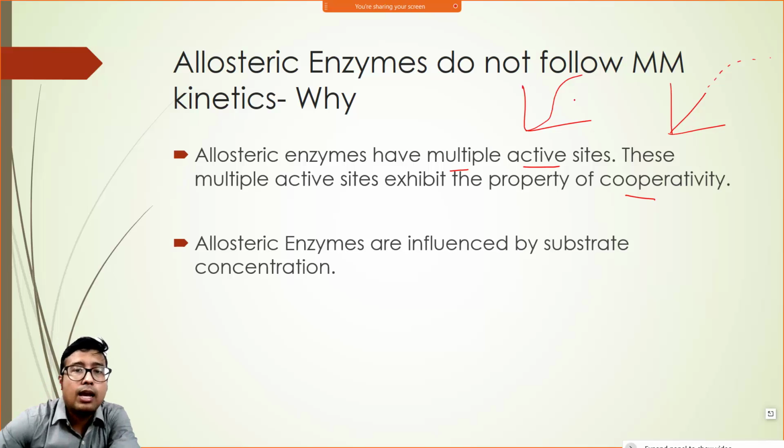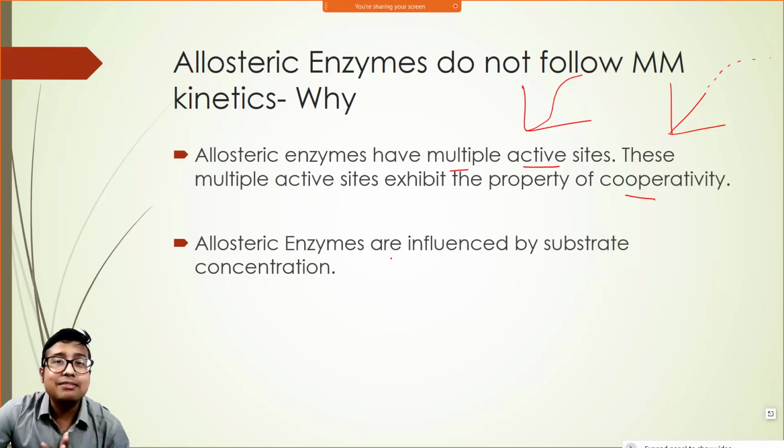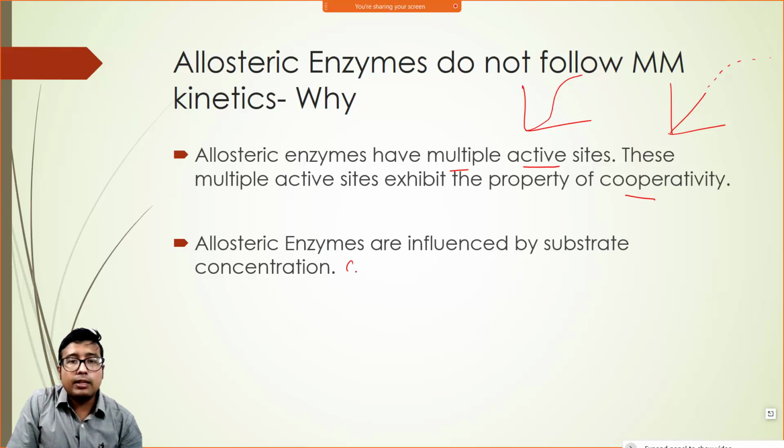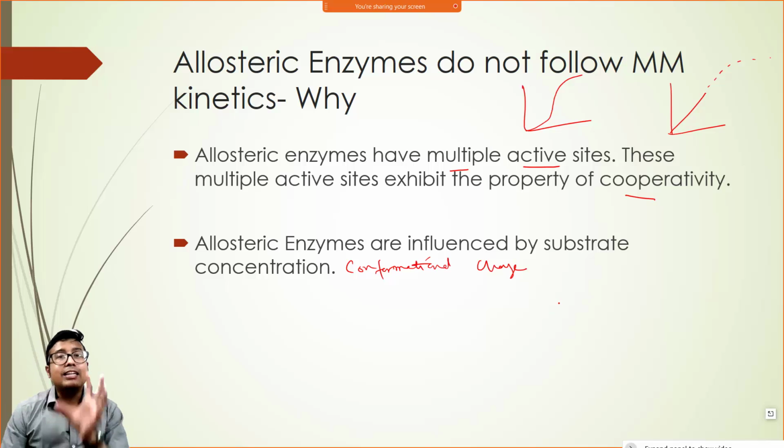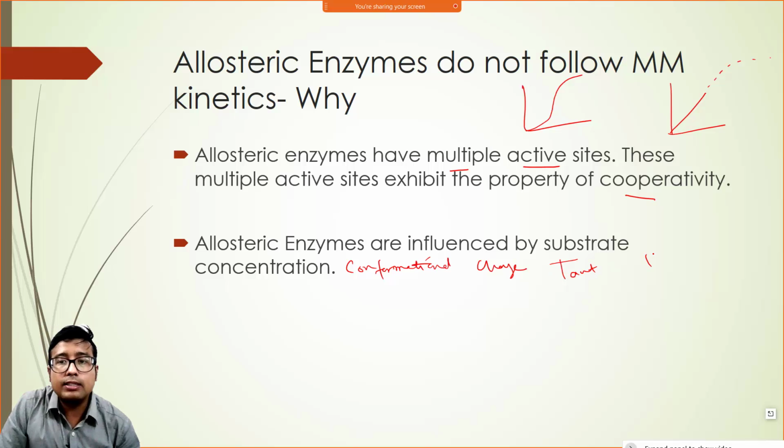Number 2, allosteric enzymes are influenced by substrate concentration. Now this might seem very vague. What do I mean by it? See, normal enzymes are also influenced by substrate concentration, but allosteric enzymes, depending on the substrate concentration, undergo something that is known as conformational change. So allosteric enzymes remain in 2 conformations. One is T or tight or taut conformation, T-A-U-T, okay, and one is in relaxed conformation or R.